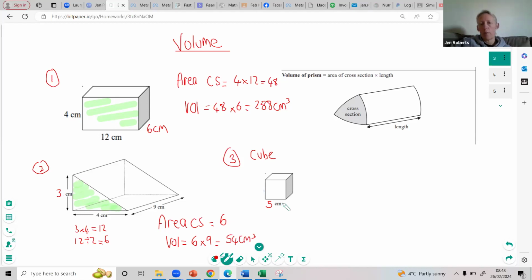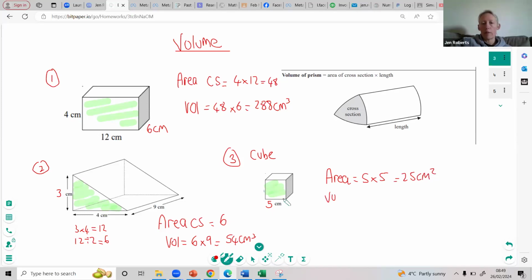Okay, what about this cube here? Well, for a cube, we know all the sides are the same, don't we? So let's just look at our front face. What shape is this, do you think? You're right, it is a square. What's the area of our square? Base times height, 5 times 5, 25 centimetres squared.